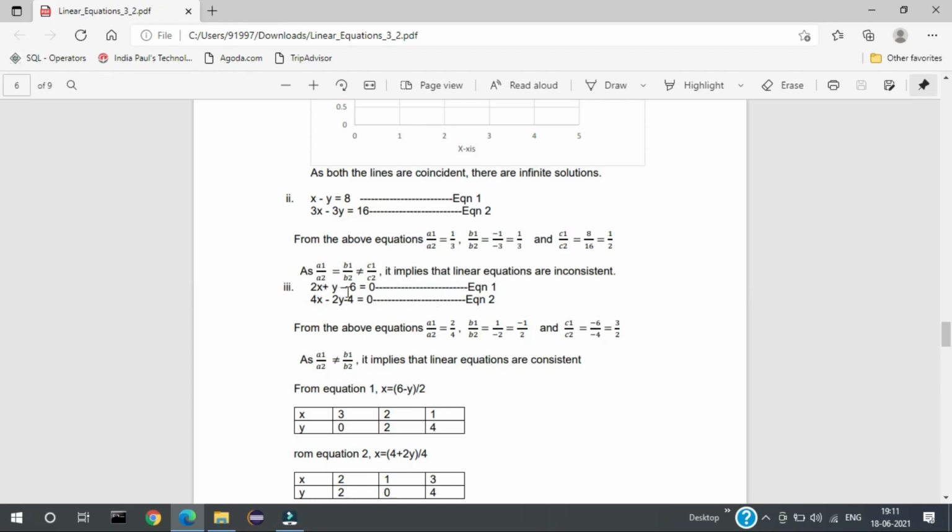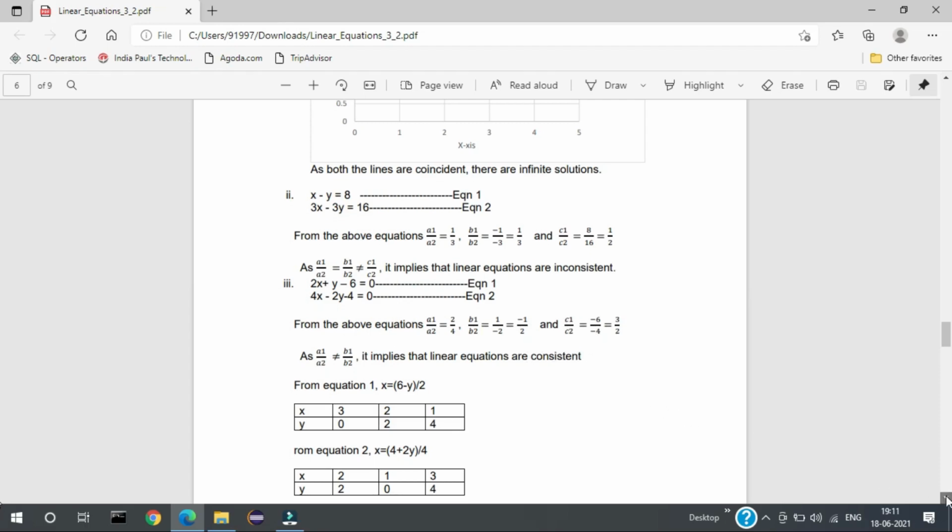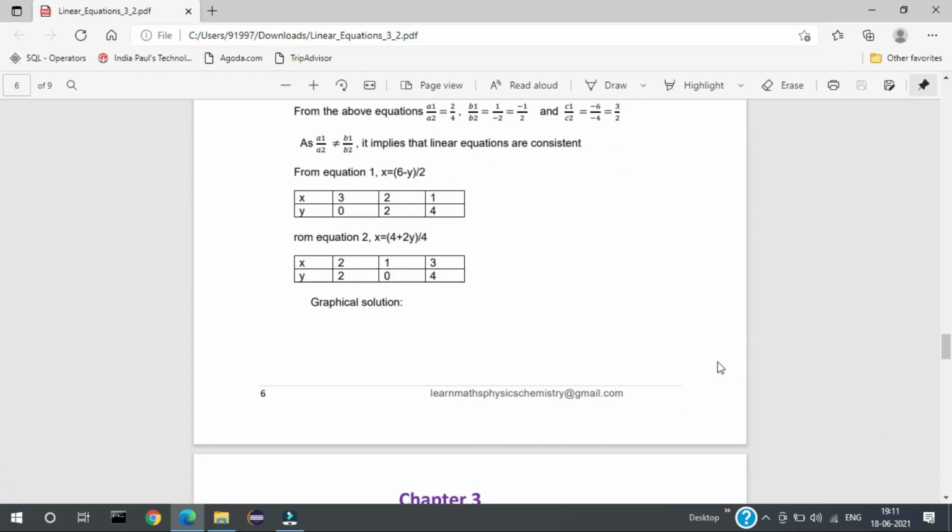Coming to the third one, 2x plus y minus 6 equals 0 and 4x minus 2y minus 4 equals 0. From the above equations, a1 by a2 equals 2 by 4, b1 by b2 equals minus 1 by 2, and c1 by c2 equals 3 by 2. As a1 by a2 is not equal to b1 by b2, it implies that the linear equations are consistent. Since it is consistent, we need to get the solution by using a graph.